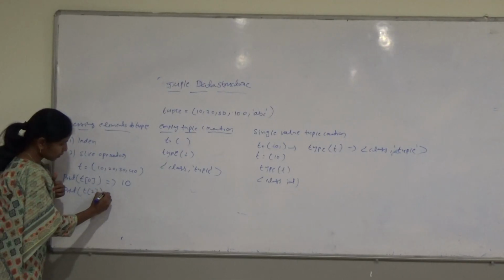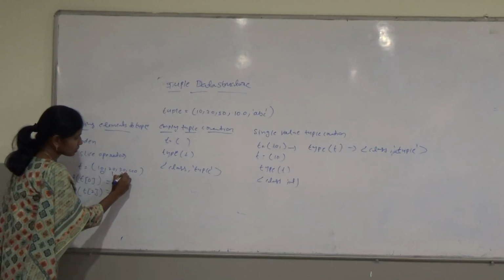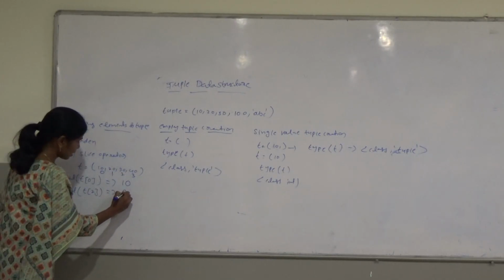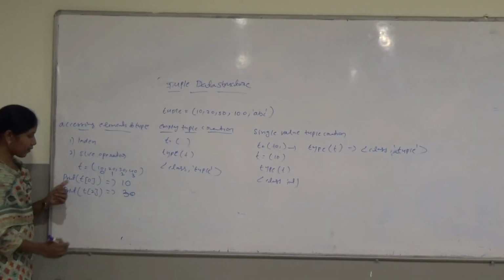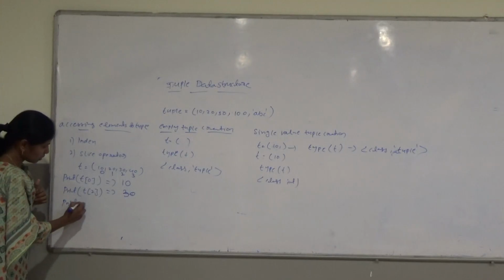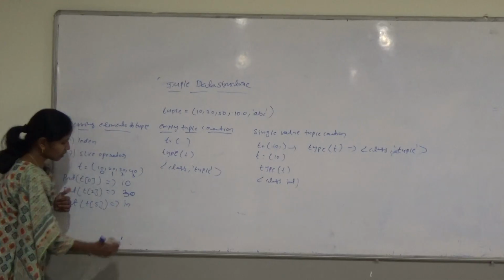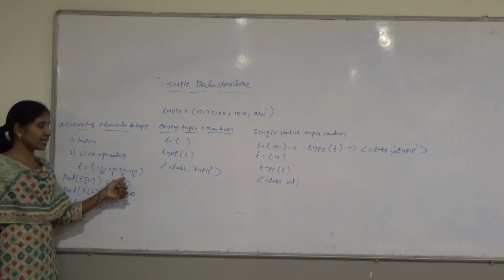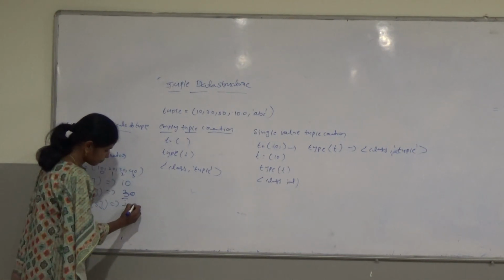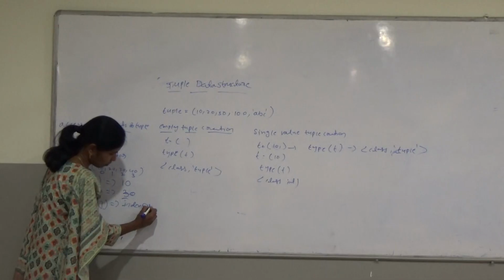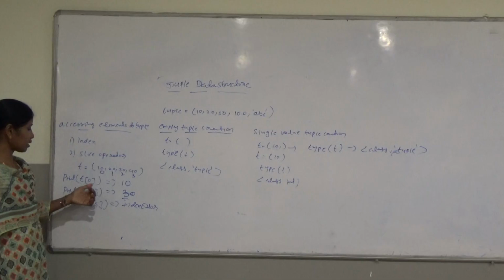Next, print(t[2]). What is the output here? The indexes are 0, 1, 2, 3: the 0th index, first, second, third. The output is 30. Now, print(t[5]) gives an index error. Only indexes 0, 1, 2, 3 are there, and I am accessing the 5th index, so it is an index error. By using the index operator we can access the elements.